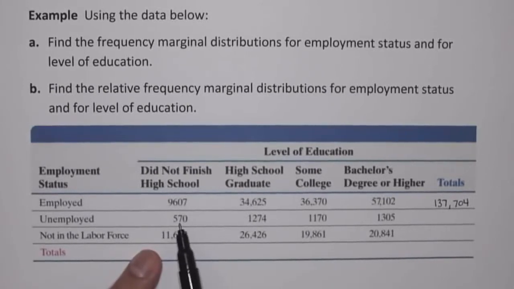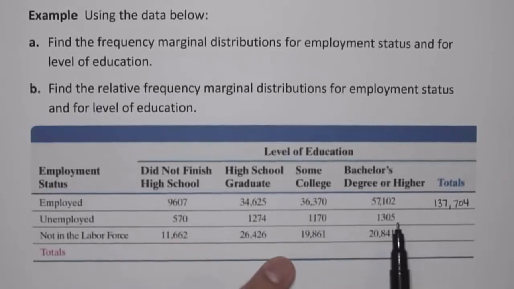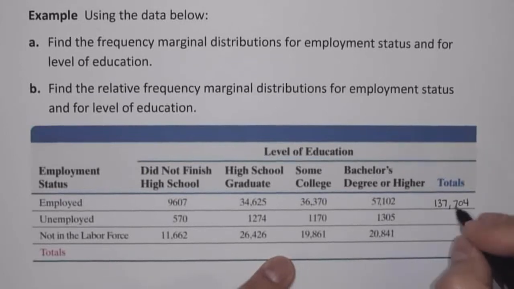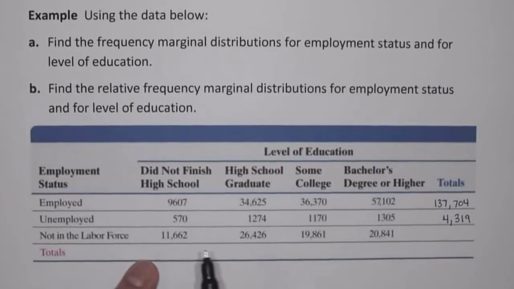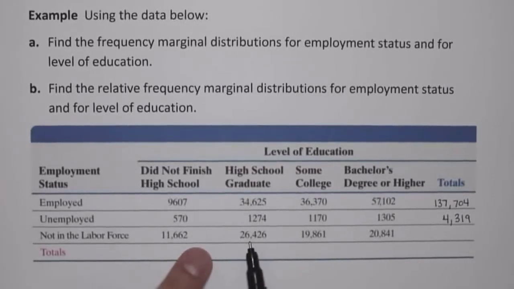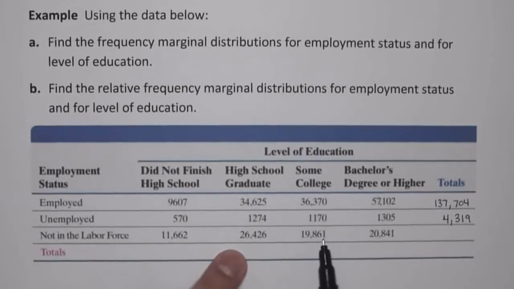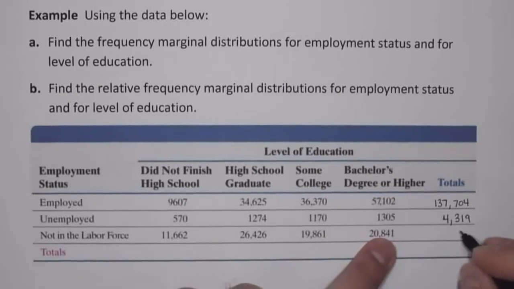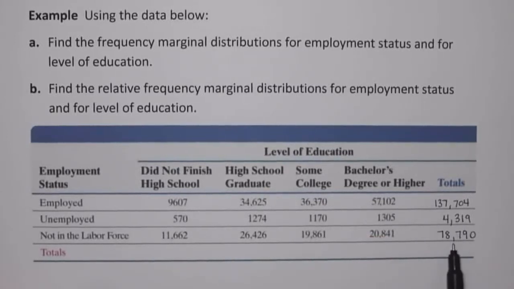So adding that up, 137,704. If we add up the 570, the 1,274, the 1,170, the 1,305, that adds up to 4,319. And if we add up the 11,662, the 26,426, the 19,864, and the 20,841, that adds up to 78,790. So this is the marginal distribution for employment status.